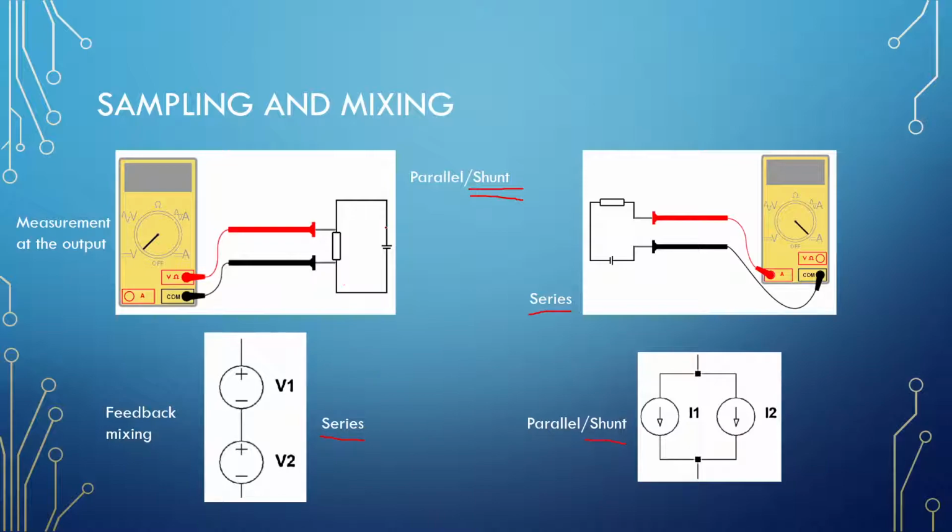Let these four figures be the guide to when you are trying to figure out what feedback topology you are working with. We will look at this more in the extra videos after this on voltage amplifiers, current amplifiers, and so on, and the feedback networks with them, and how to analyze those feedback systems.